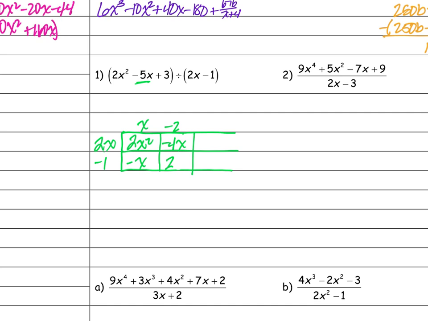Okay, negative 2. So what do I add to 2 to get 3? Oh, this is hard. What do I add to 2 to get 3? 1. And that's my remainder. So my answer is x minus 2 plus 1 all over 2x minus 1.